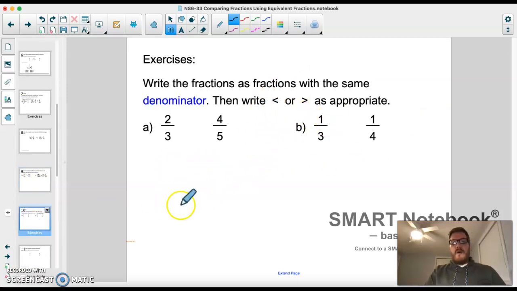Right, and then again, inequality symbols. You're welcome to do that on your own real quick if you would like. Again, the common denominator between 3 and 5 is 15, and between 3 and 4 is 12. So you can pause it and then do those real quick. You'll find out that 4/5 is bigger, and then 1/3 is bigger.